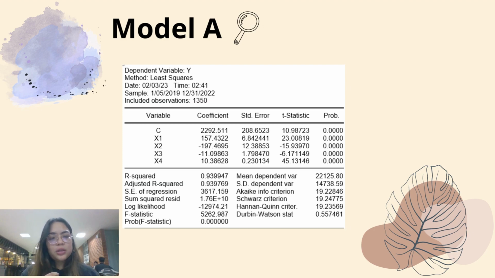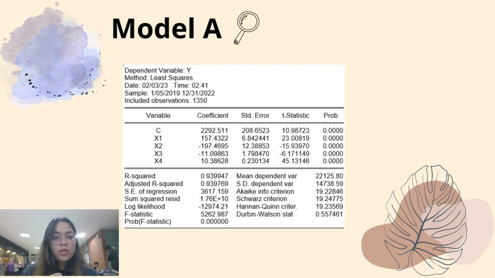The coefficient between Y and C, the intercept of Model A, is valued at 2,292.511, meaning that if C increases by one unit, Y, which is Bitcoin, would increase by 2,292.511, and so on for the other variables. This model has an R-squared value of 0.939947. This shows that approximately 93.9% of the variation in the output can be accounted for by the independent variables. The fact that the R-squared number is close to or approaching 1 or 100% indicates that the regression model matches our observations well, which also signifies that the regression model fits the data.